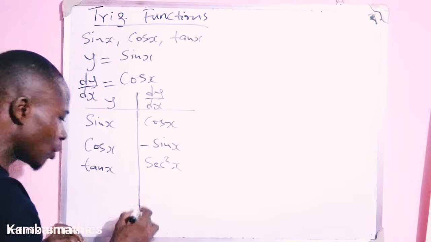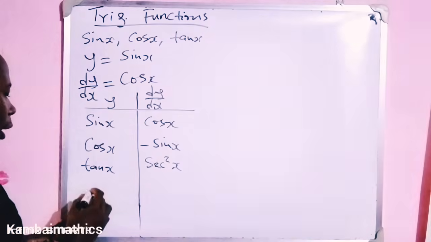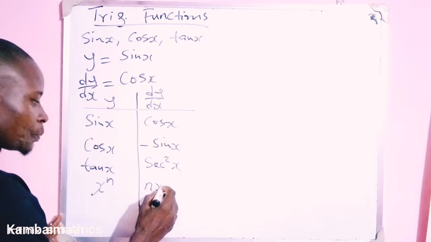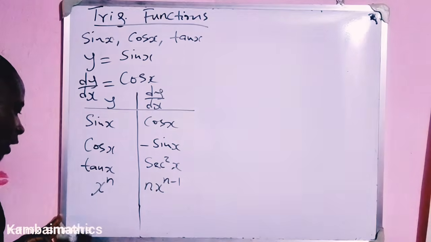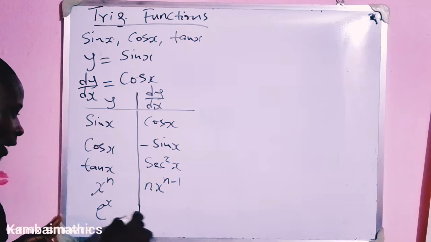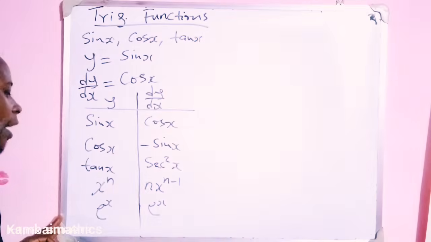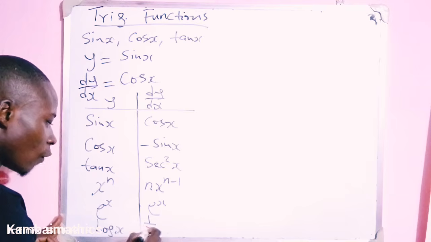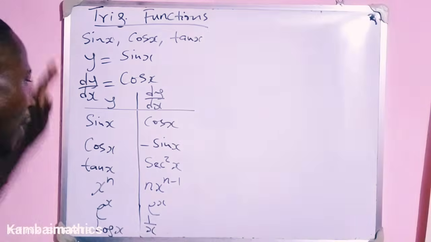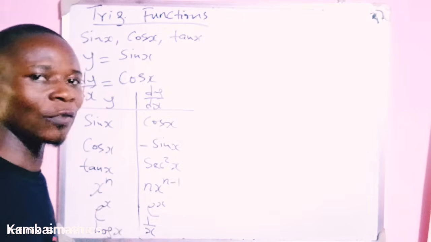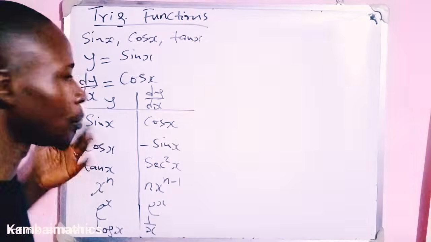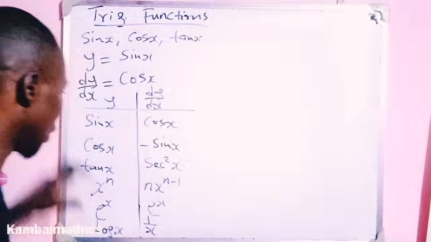Now let me include the other ones. You recall that if you have x raised to the power of n, it will be nx raised to the power of n minus 1. The same thing, if you have exponential x, it will still be exponential x. If you have log x, it will give us 1 all over x. I am just trying to summarize this table. There are many of them in the table, but I just want to use these so that we will not be taking much time. But just get the summary of this.